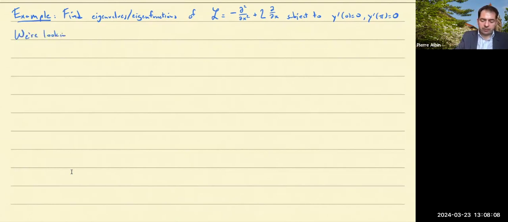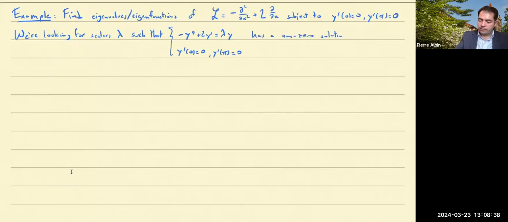So we're looking for scalars lambda such that the equation minus y double prime plus 2y prime equals lambda y, with boundary conditions y prime of 0 equal to 0, y prime of pi equal to 0, has a non-zero solution. Okay.